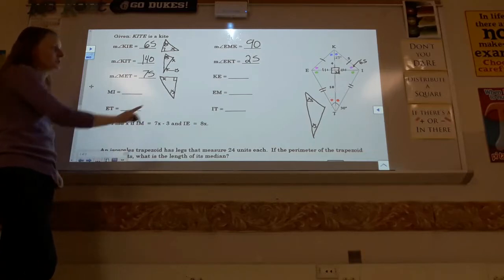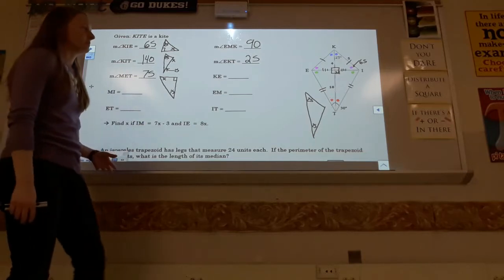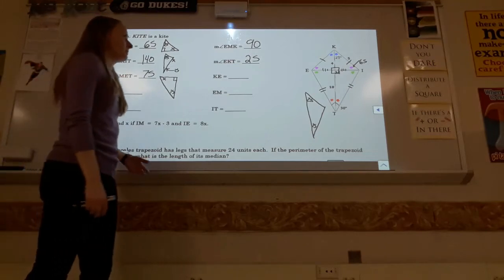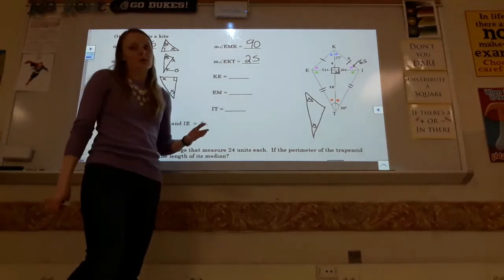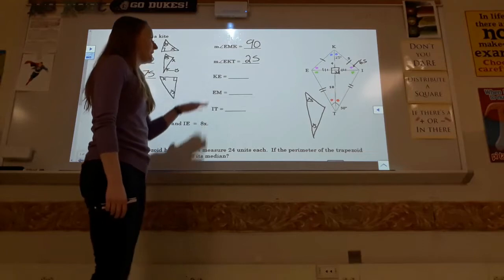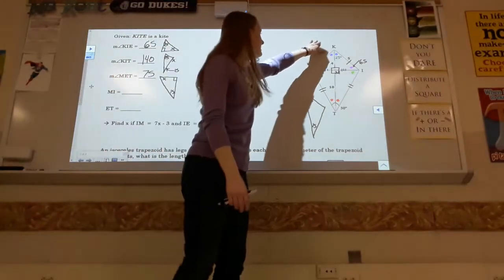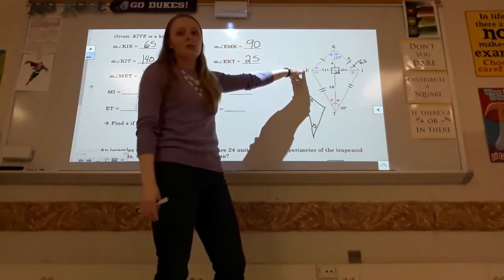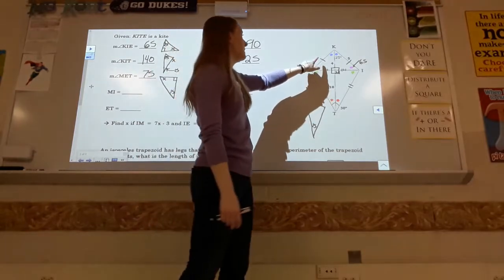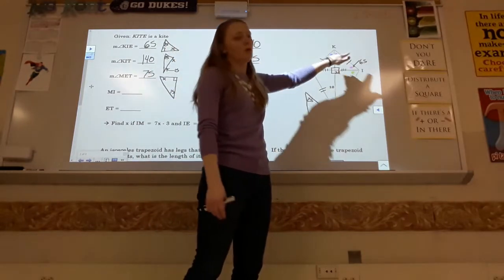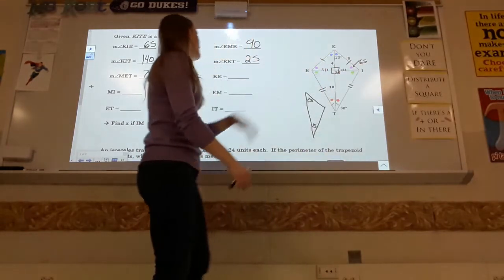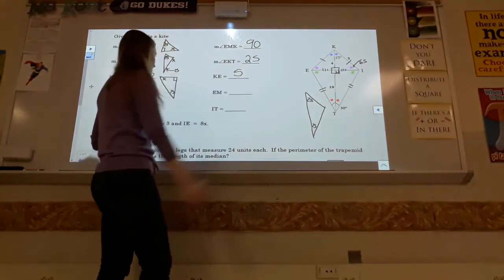All right, I'm going to transition into the segments because you can find segments with kites just in a slightly different way. Still using triangles though, interestingly. So KE is right here, that's along here. So I'm actually going to use the definition of kite to help me with this one. So I know this and this, they have to be equal. All right, and they told me that was 5. So that means that KE also has to be 5.